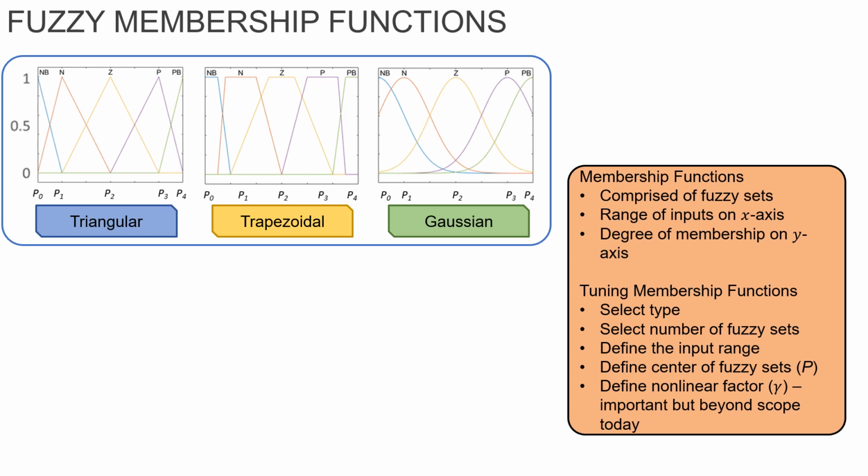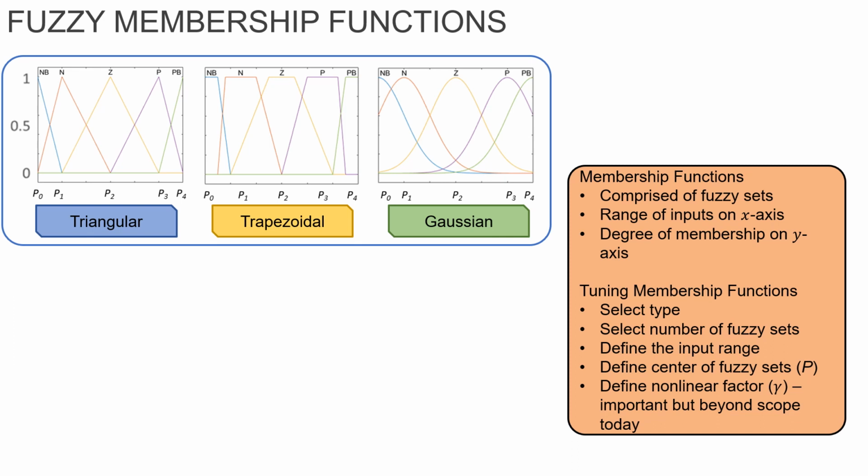So the membership functions take on multiple shapes. We can use triangular, trapezoidal, Gaussian in the upper left-hand corner. And the way this works is these are comprised of the fuzzy sets. The range of inputs is on the x-axis, so the fuzzified inputs coming in. And then the degree of membership is on the y-axis, either 0 or 1. But again, there's a range, so it's not all or nothing. And these can be tuned. There's various types of membership functions as shown here.